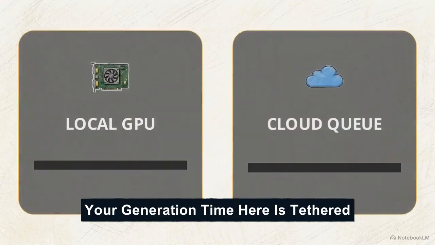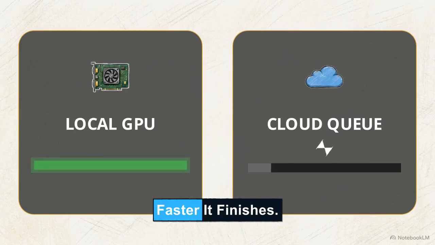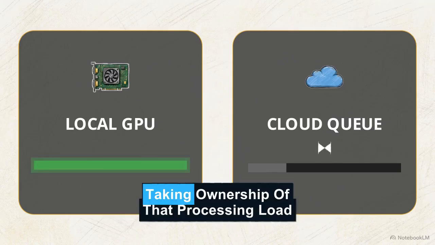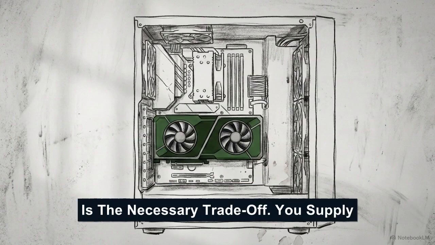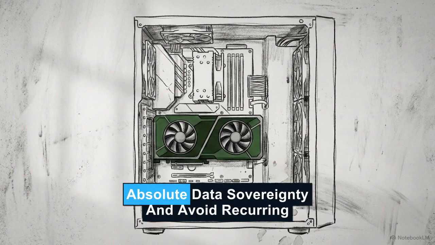Your generation time here is tethered entirely to your own hardware. The stronger your local machine is, the faster it finishes. You aren't waiting in a queue on a remote cloud server. Taking ownership of that processing load is the necessary trade-off. You supply the computing power, and you retain absolute data sovereignty and avoid recurring fees.